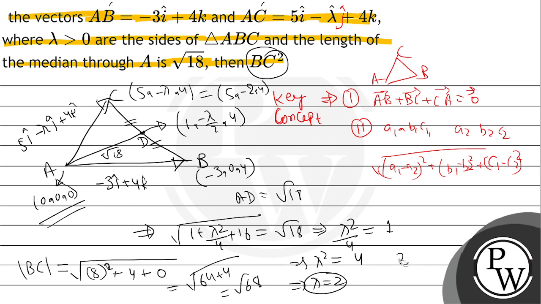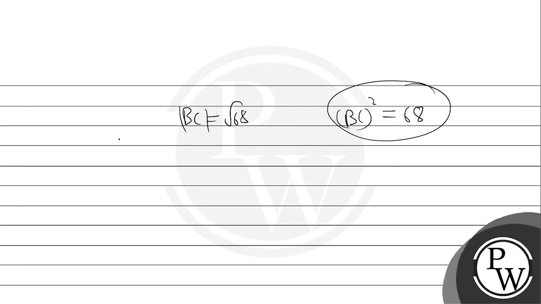Okay, let's move to the next page. Since mod of BC is equal to root 68, we can say that BC square is equal to 68, and this is our answer, 68 units. All right, and if we categorize this question into easy, medium, or hard levels, it will be said to be an easy question.